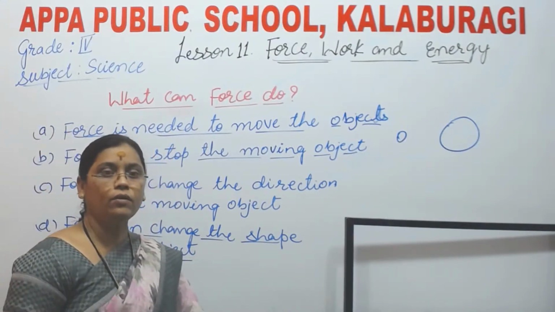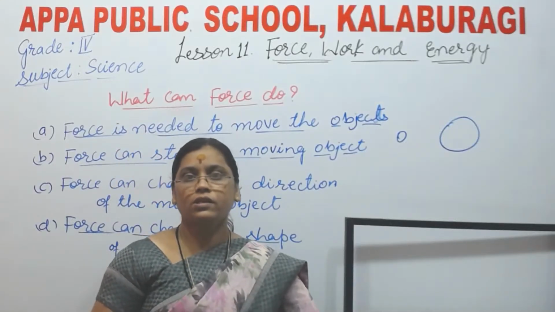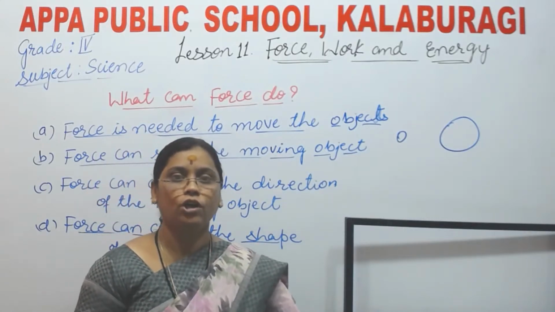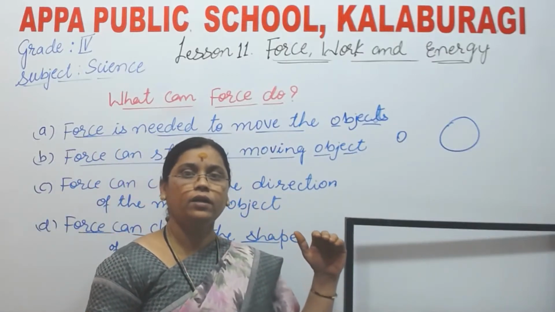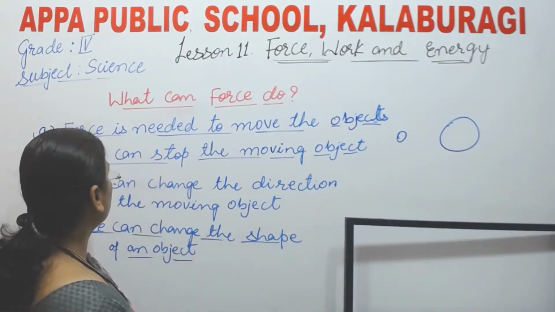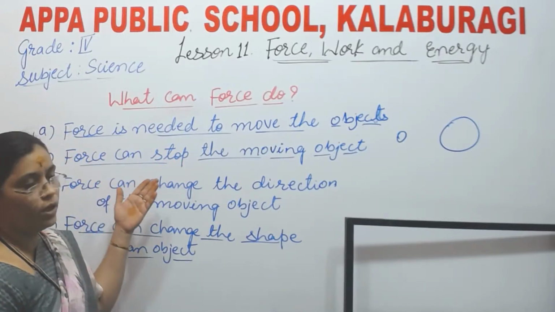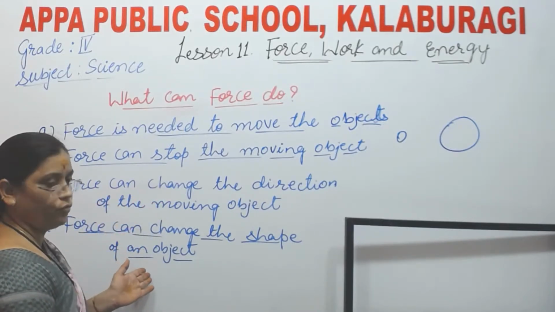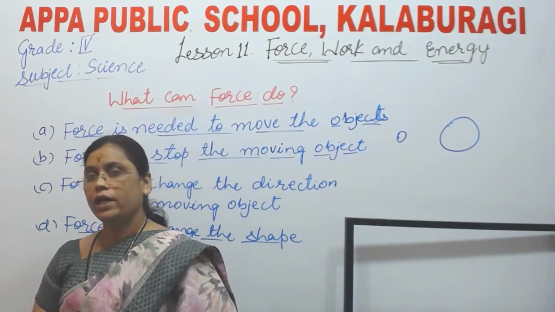Got it, children? So in today's session, we have learned what is force. Force is nothing but an effort to make objects move either by pushing or pulling, and we also learned what is a pull and examples of that, and what is a push, examples of that, and we also learned what force can do. Force is needed to move objects. Force can stop the moving object. Force can change the direction of the moving object, and force can change the shape of an object. So these are today's concepts that we have learned.